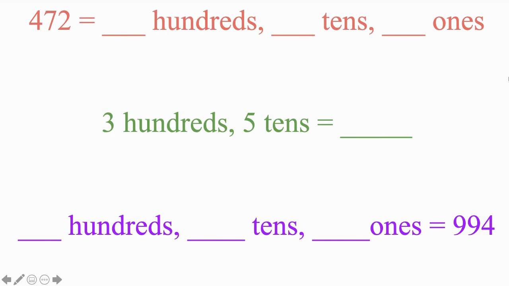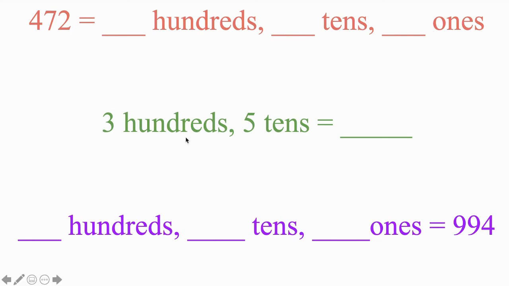All right, so what I want you to do is take a pencil, pause the video, write all this out, and see if you can put these numbers in short word form. Now remember, short word form is when we take some numbers and have some words. Okay, so all of these are in short word form. So in the red, you have 472. All right, so if you were to write it out in short word form, you would write how many hundreds, how many tens, how many ones. Pause the video and do that right now.